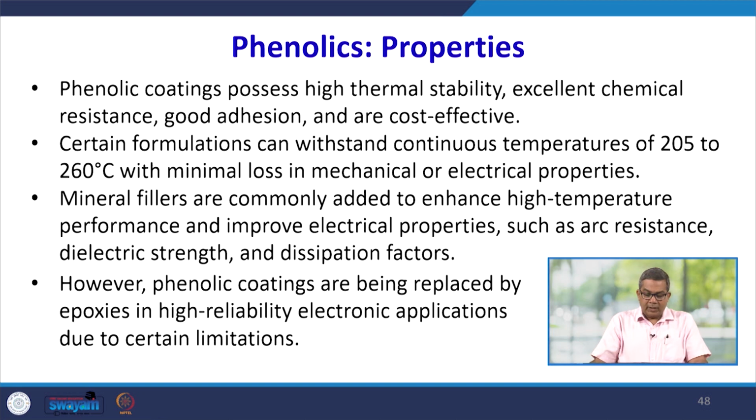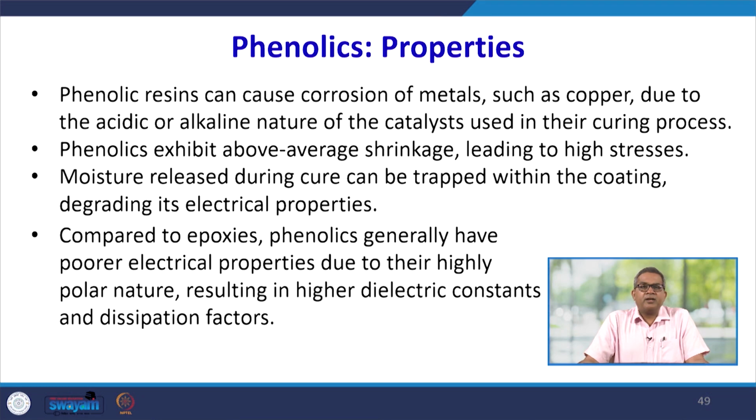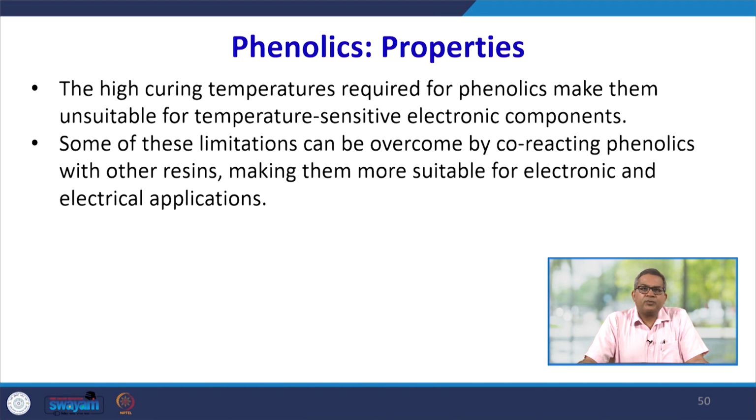Now, phenolic coatings are being replaced by epoxies in high reliability electronic applications due to certain limitations, and they can cause the corrosion of metal like copper due to the acidic or alkaline nature of the catalyst used in the curing process. Phenolics exhibit above average shrinkage, leading to high stress, and moisture released during the cure can be trapped within the coating, degrading its electrical properties. Compared to epoxies, phenolics generally have poorer electrical properties due to their highly polar nature. This results in a high dielectric constant and dissipation factor.